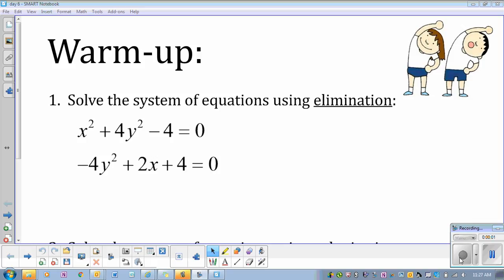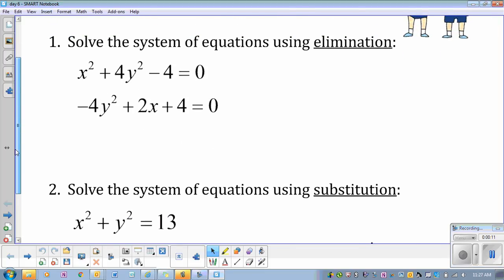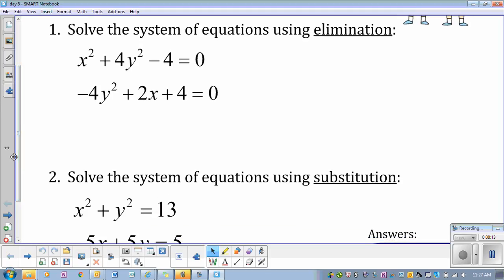Let's go over this warm-up, and we're going to talk about solving the system using elimination. All right, so if we have these two equations, right? Let's see here. We have x squared, we have y squared, we have y squared, we have x. Okay, so what I want to do, since I have x squared, I have y squared, I have another y squared, and I have an x, right?